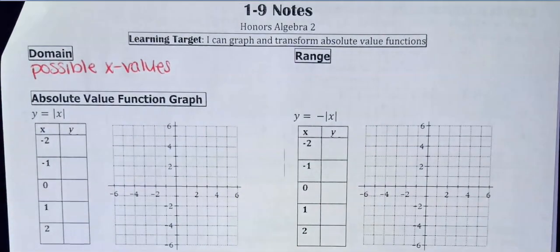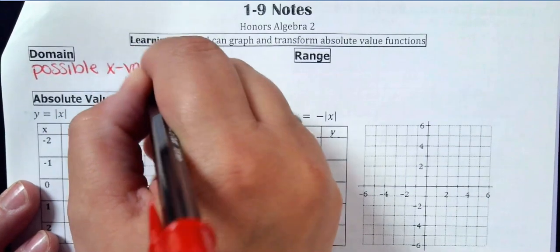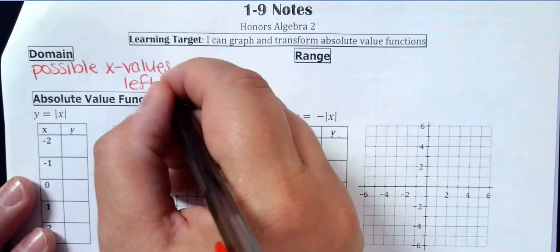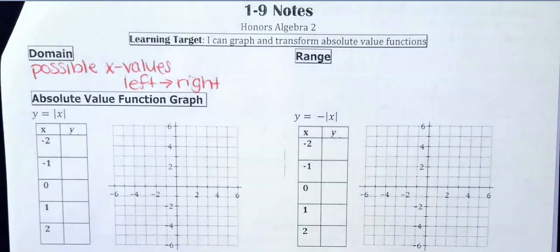If I'm looking at x values, am I going left and right, or up and down? Left and right. Okay, think about your x-axis. The x values go left and right. Whenever you describe a domain, we're going to do these today in interval notation. You want to go from the left side of the graph to the right as you describe that.